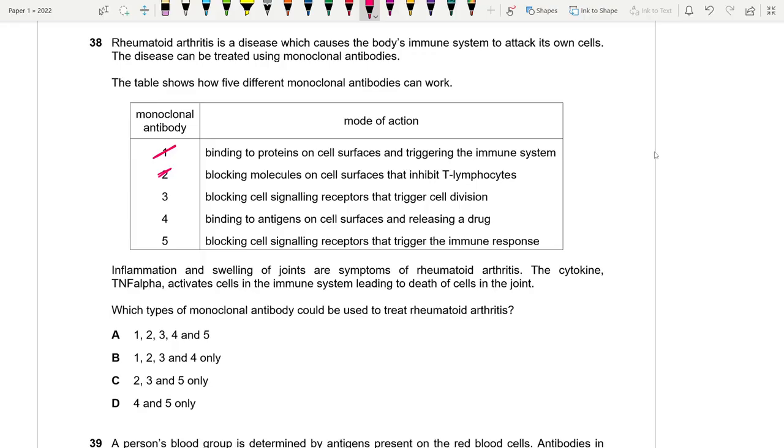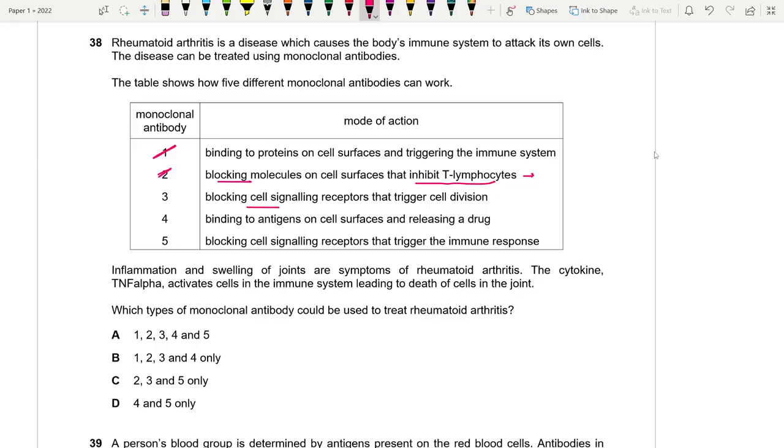So if we block the molecules on cell surfaces that inhibit T lymphocytes, that means T lymphocytes would be activated more, which would cause more inflammation. We want to reduce inflammation by reducing the activation of lymphocytes and cells of the immune system. So if you block molecules that inhibit T lymphocytes, more T lymphocytes will be produced, and this would make it worse. More inflammation would be caused.